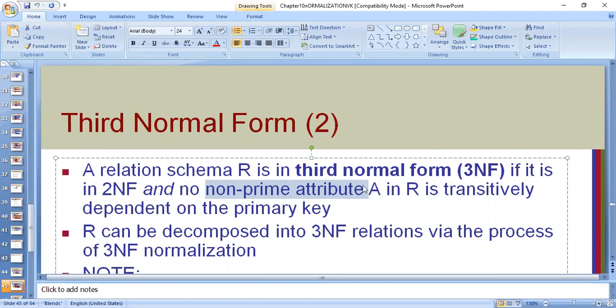That means there should not be any attribute which indirectly depends on the primary key. There should always be a direct dependency. If there is indirect dependency, then it is better to split them up. It is something like this.